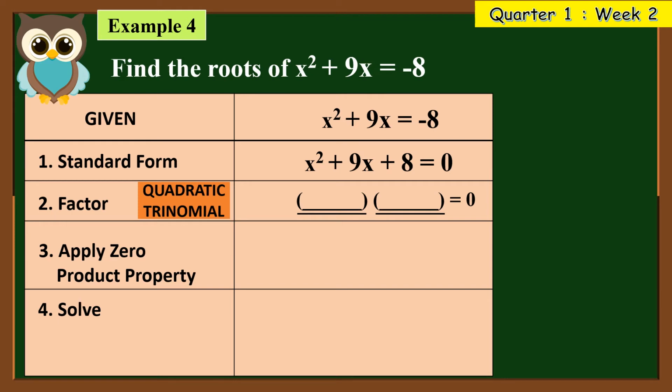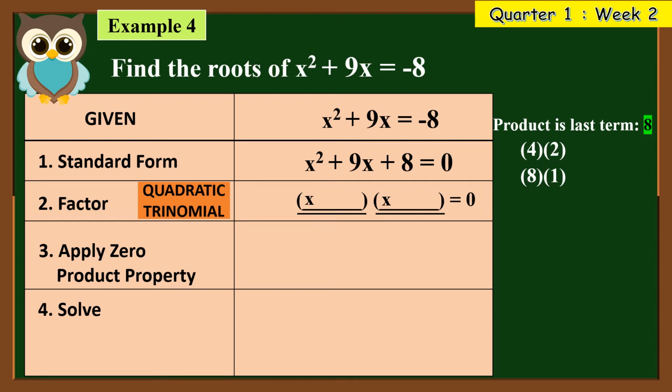Okay, for the first term, we can easily get it. We'll just simply get the square root of x squared, and that will give us x. Now, how are we going to look for the second term of each binomial? As you can see, the product of our last term is 8. So what are the factors of +8, or what are the two numbers that will give us a product of +8?